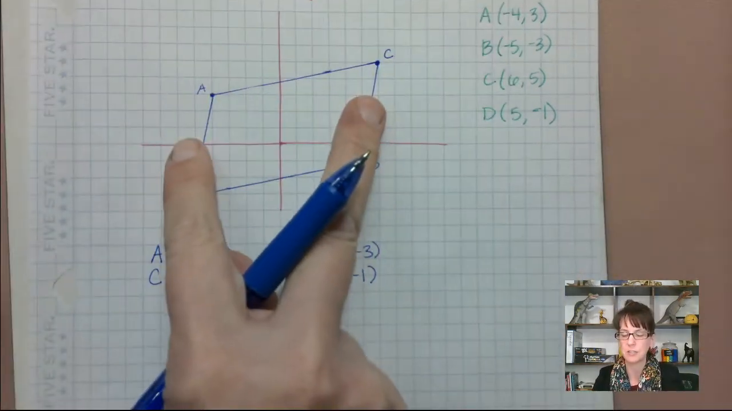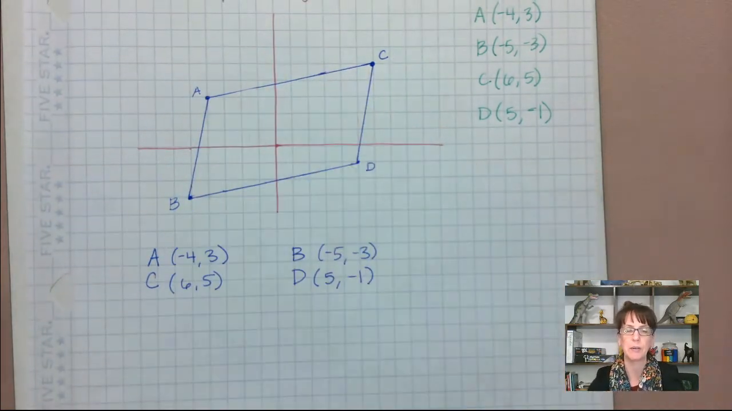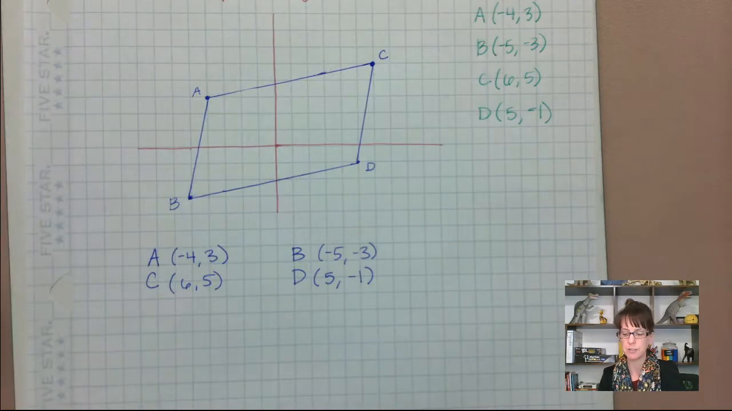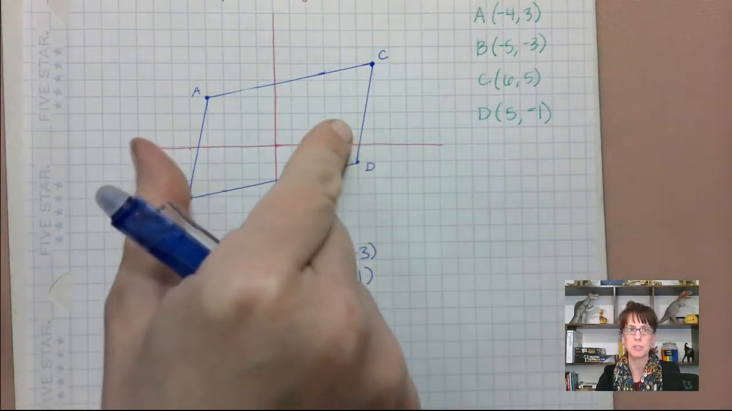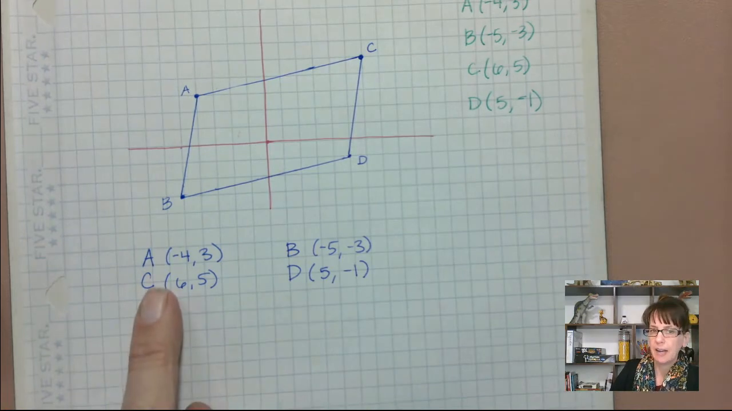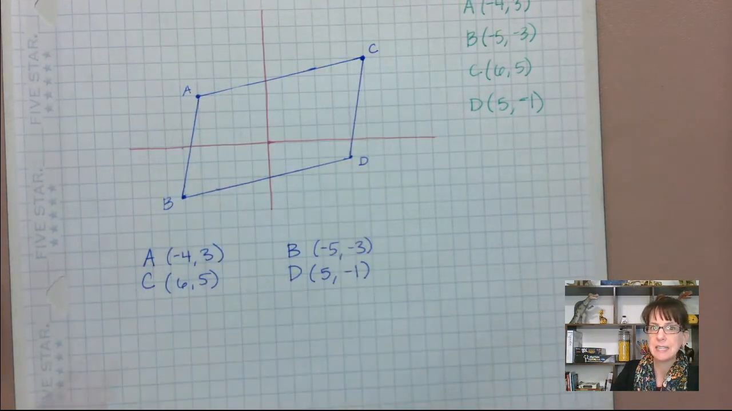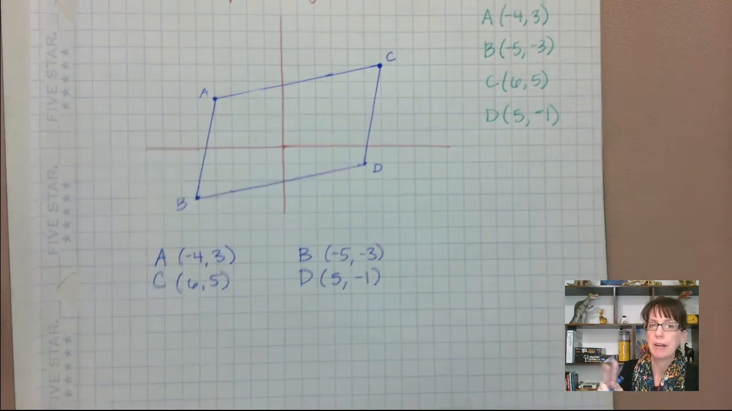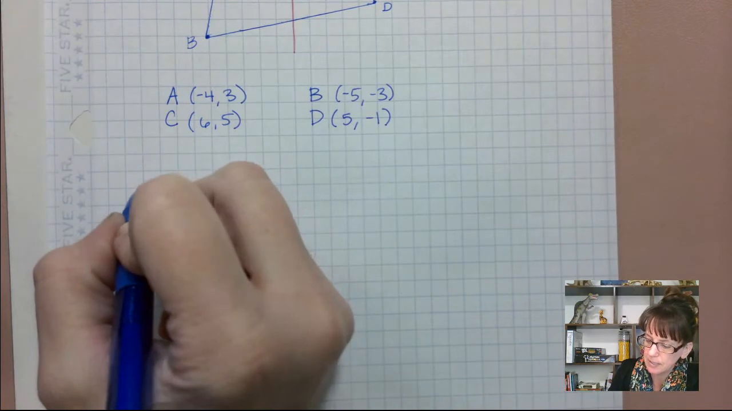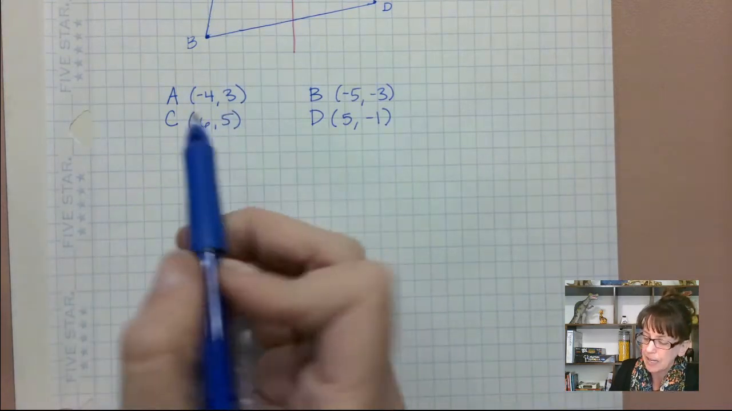So these guys are congruent and these guys are congruent. Or, like I said, you could do both pairs of opposite sides are parallel. So the slope of these two are the same and the slope of these two are the same. But for today, we're just going to do A, C, and B, D. We're going to prove that they are both congruent and that they are parallel. Okay, so for congruent, we need to first show the distance between A and C.